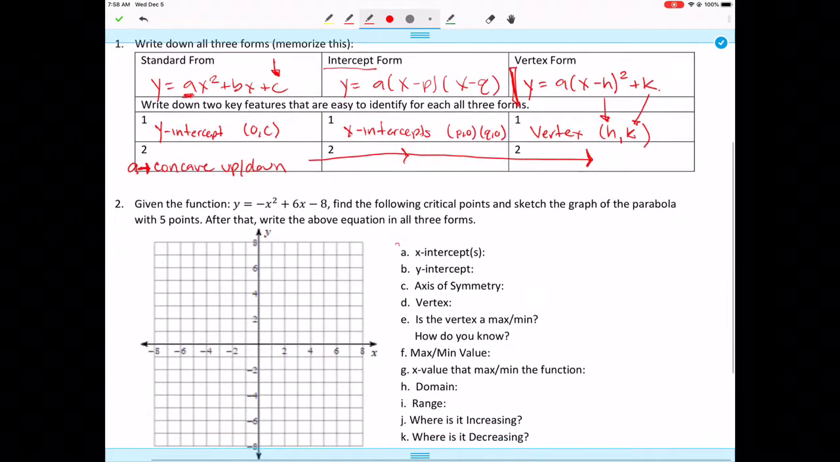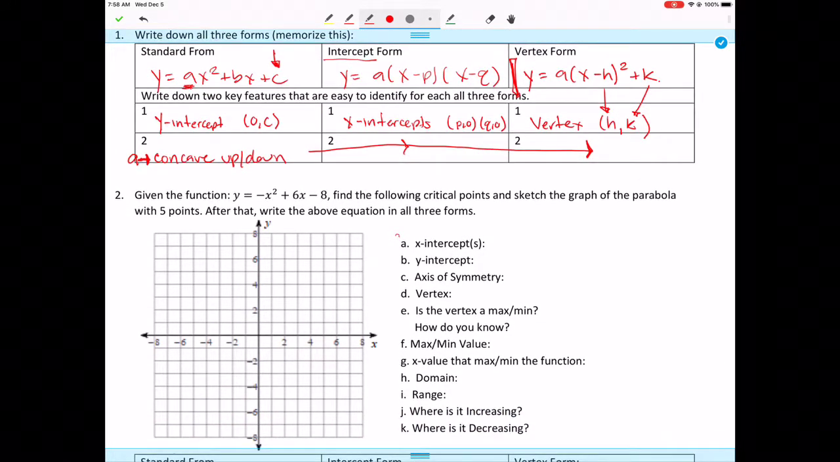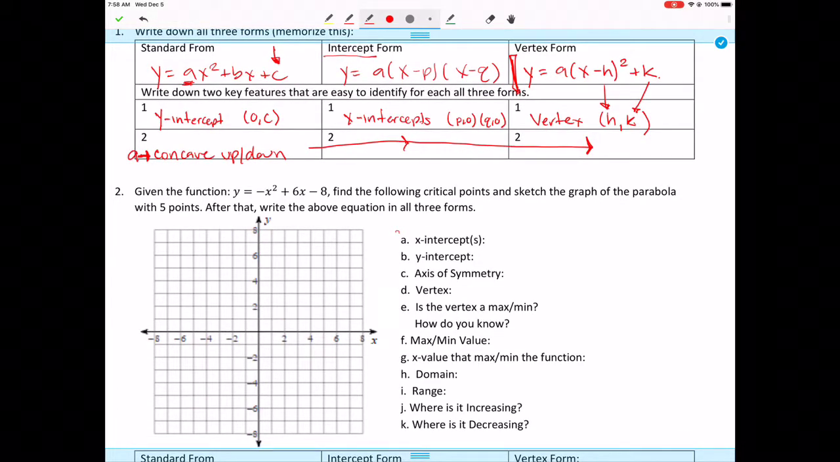Giving that information, and this is one reason why you want to memorize it, is because you can just refer to it so easily and it will help you so much on the test. So given this equation for number 2, y equals negative x squared plus 6x minus 8, find the critical points and sketch a graph of the parabola with 5 points. After that, write the above equation in all 3 forms.